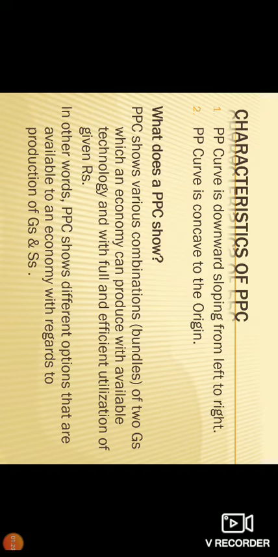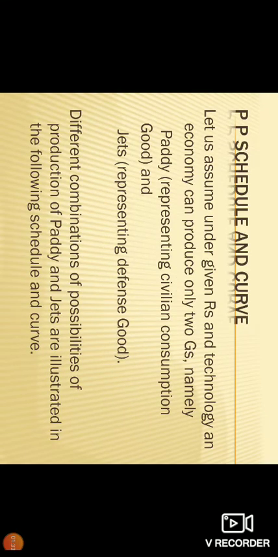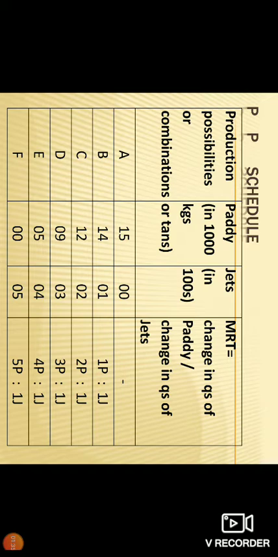So the production possibility curve, we said, slopes downwards from left to right, and since it slopes downwards from left to right, it is concave to the origin. Afterwards we saw the schedule, and we are yet to see the diagram. So we will discuss the schedule a little more elaborately, and then see the diagram, which will be quite sufficient for us. In the schedule there are 4 columns, which comprise the combinations or production possibilities that an economy has.